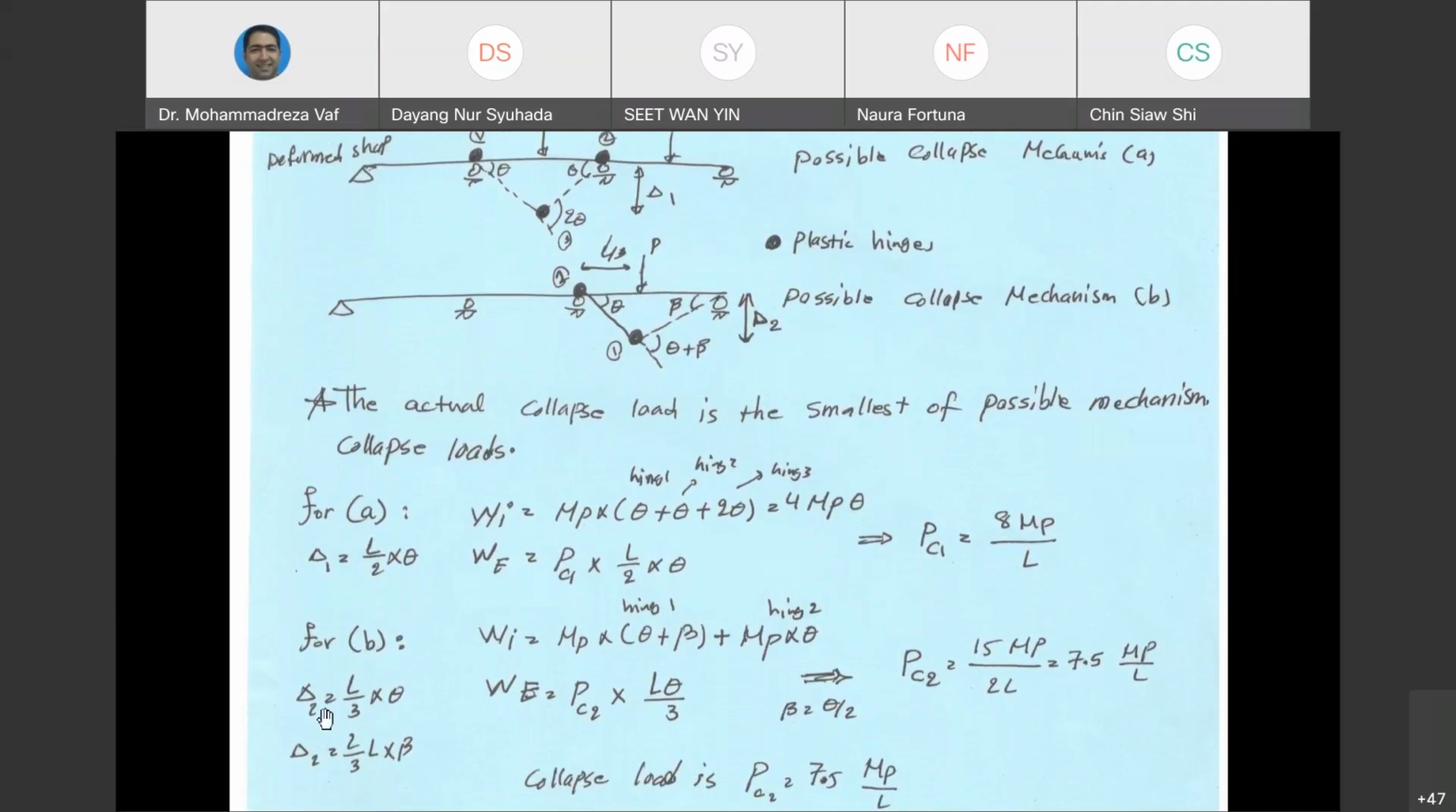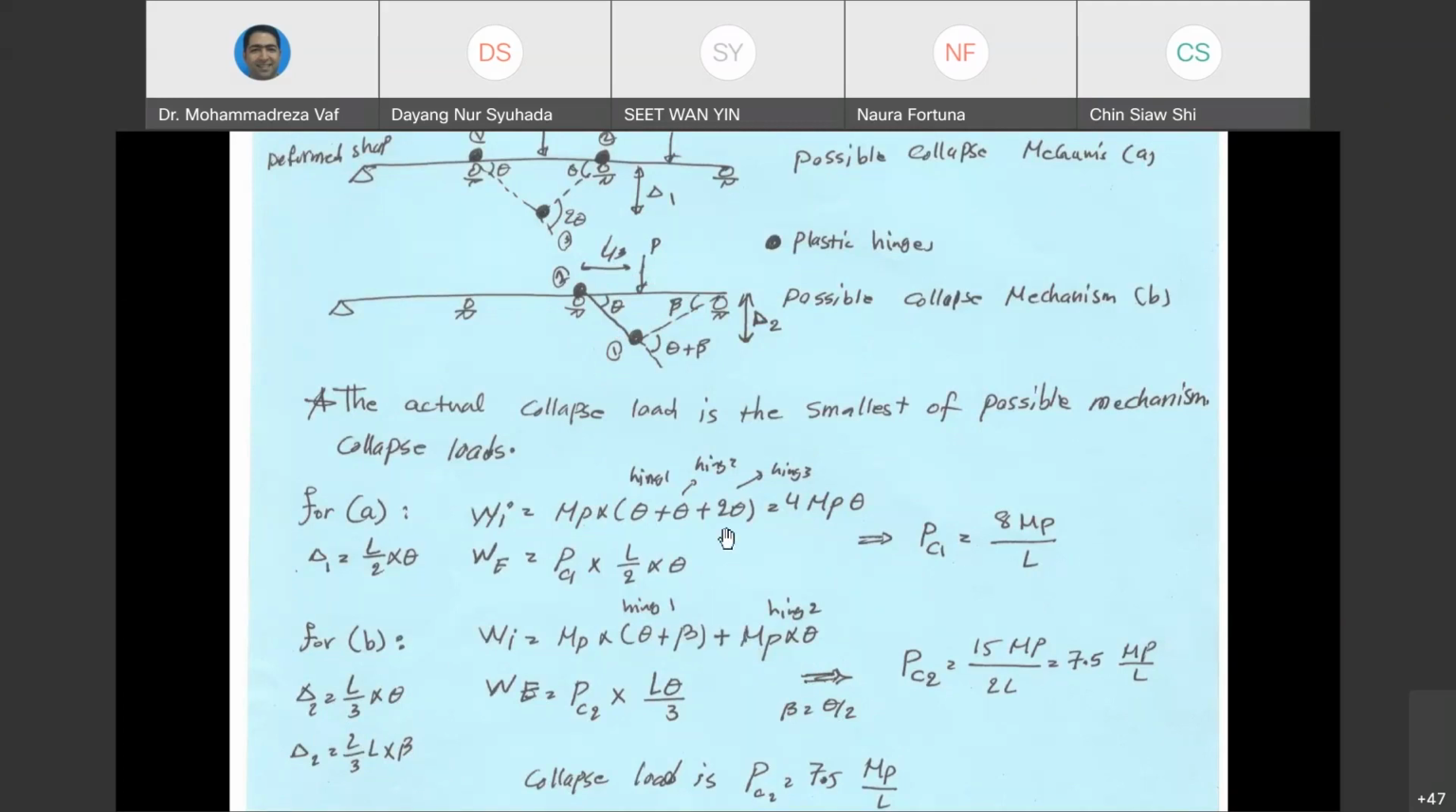If you look at the calculation here, this delta 2 is equal to L over 3 multiplied by theta from the left side. And from the right side, delta 2 equals 2L over 3, which is this distance, multiplied by beta. So from here, you can calculate how much theta is based on beta. Theta and beta are related to each other with this equation. So we can write everything based on theta or everything based on beta. This way, the calculation will be simpler.